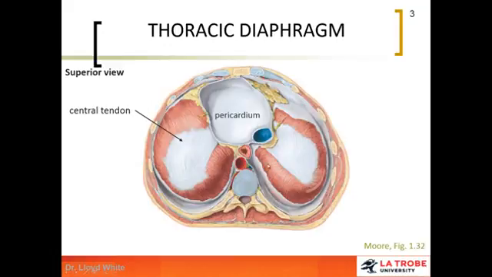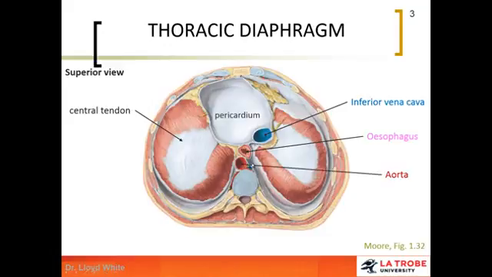It's also worth pointing out that sitting anteriorly and kind of in the middle, in the mediastinum, we have our pericardium, which are those serous membranes. And passing through the diaphragm, we have three major structures. We have the inferior vena cava, delivering blood from down in the abdominal cavity back up towards the heart. We have the esophagus, taking food down towards our abdomen and our stomach. And we have our descending aorta, which is delivering blood to the lower half of our body.